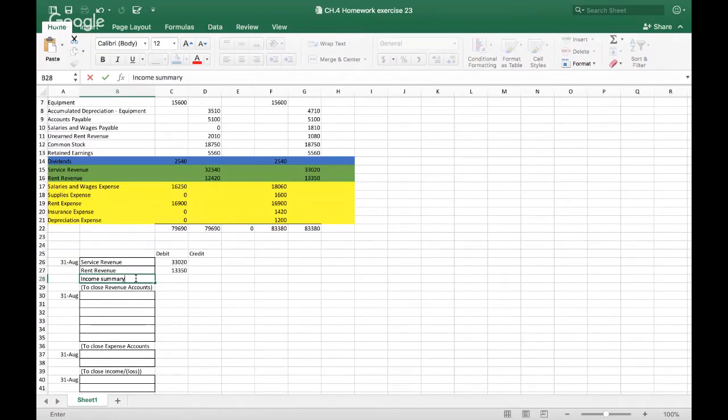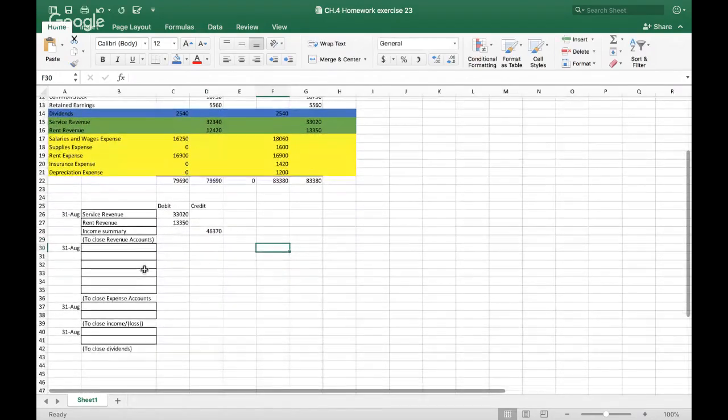Out of the book, there's a picture. It's really nice how it explains it. Service revenue and rent, or your revenues and your expenses go into your income summary, and then those, along with the dividends, end up becoming your retained earnings. So if you do the math for those two, it's 33,020 plus 13,350. That means we're going to credit our income summary. We're going to do the opposite here. We're taking this from those two accounts and putting them into our income summary account. It is 46,370.